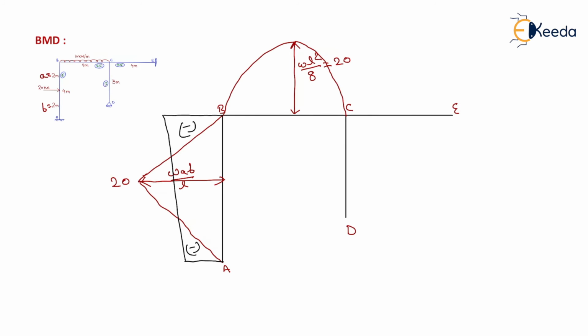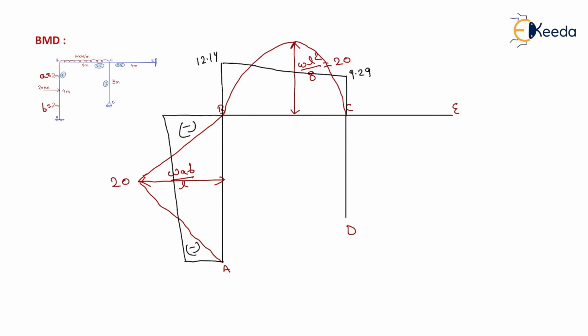Now at BC, there will be a moment of 12.14 with negative sign, so it will be equal to 12.14 like this. Now in CB, there will be a moment of 9.29, which is shown here like this, that is 9.29, and we will join this by a straight line.